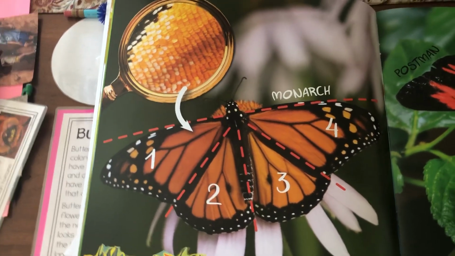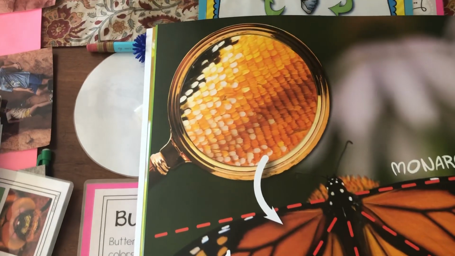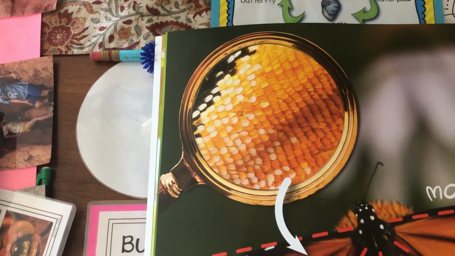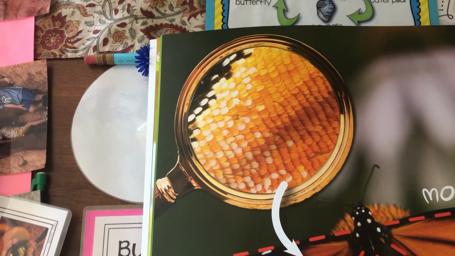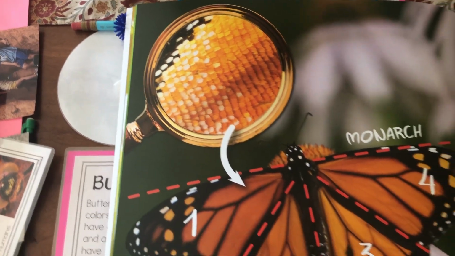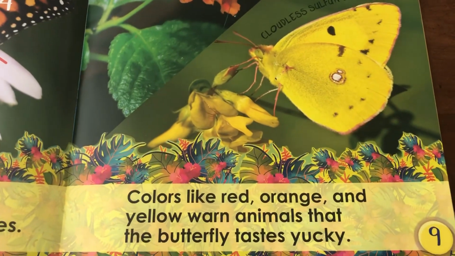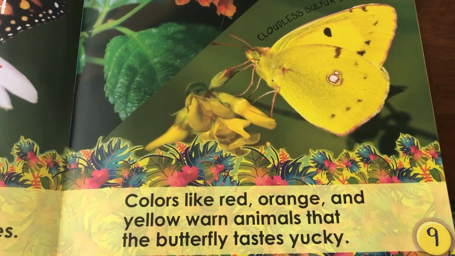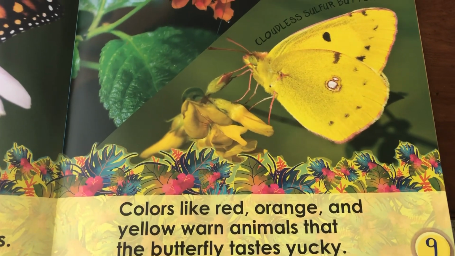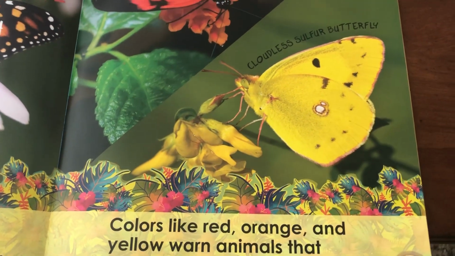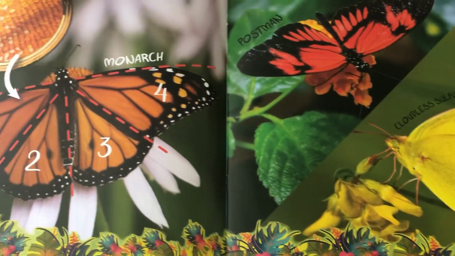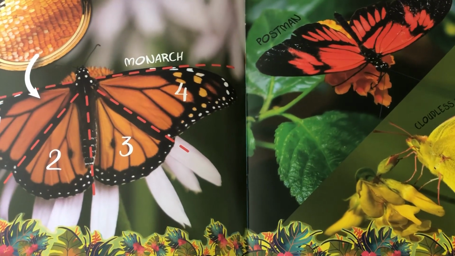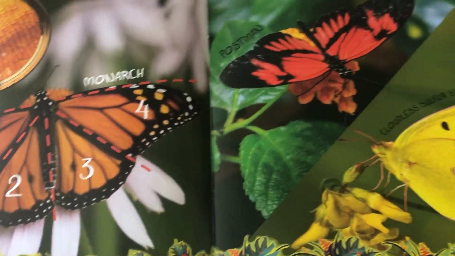Look at, they took a magnifying glass and showed you so that you can see that they really are made of scales, kind of like the fish that we learned about. That's pretty cool. Colors like red, orange, and yellow warn animals that the butterfly tastes yucky. So all those bright colors that you see on the butterfly actually warn the predators that might want to eat it that we don't taste very good.